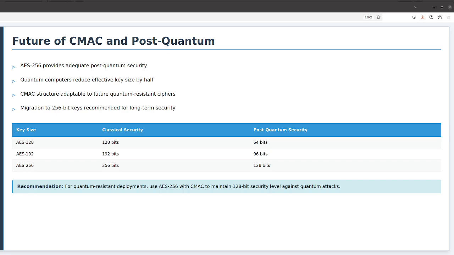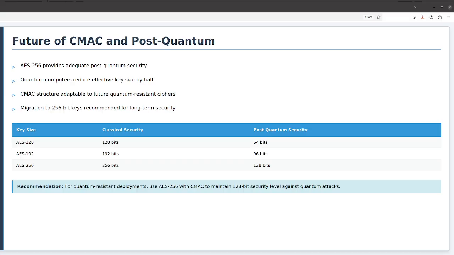As quantum computing advances, CMAC implementations might need to support larger key sizes or alternative block ciphers. The flexibility of CMAC's design, which can work with any block cipher, is an advantage here. If new quantum-resistant block ciphers emerge, CMAC can adopt them without fundamental algorithm changes.